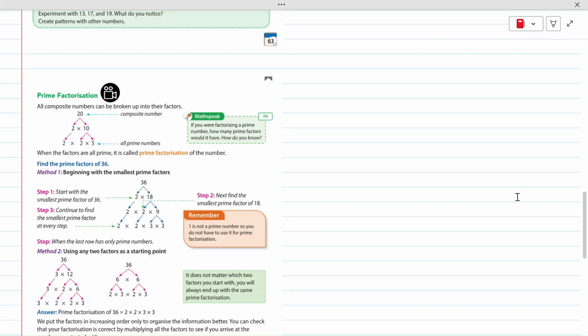In the last class, we understood what prime numbers are. Again, I am repeating, prime numbers are the numbers which have only two factors: one is 1 and the second is the number itself. So if I say that 5 is a prime number, its factors are 1 and 5. Every prime number has two factors, 1 and the number itself.